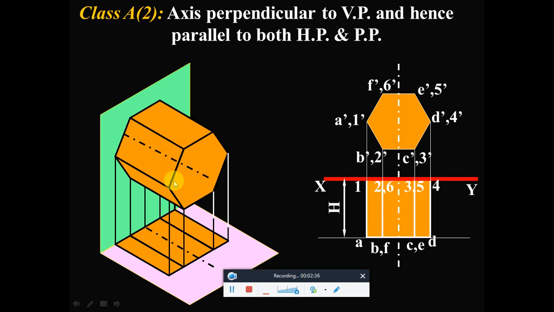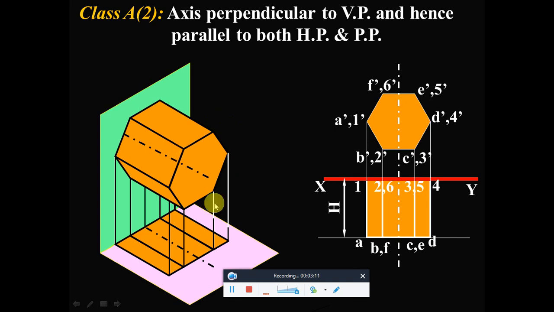In the front view you have A, B, right? So A is visible, and there is another point 1 which is hidden. Inside the bracket you are supposed to write 1 dash. This is A dash, this is 1 dash. Here this is B dash, inside the bracket 2 dash. C dash is visible and 3 dash is hidden. If something is hidden, put it inside the bracket. And here D dash is visible and inside the bracket write 4 dash. E dash is visible, inside the bracket write 5 dash. Here the point F dash is visible, inside the bracket write 6 dash.